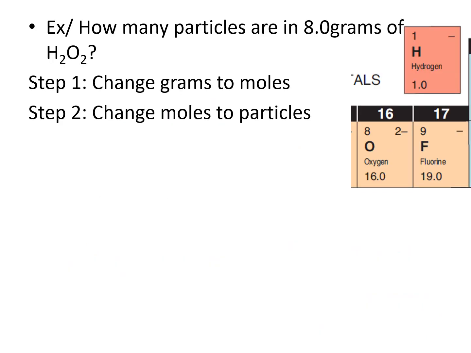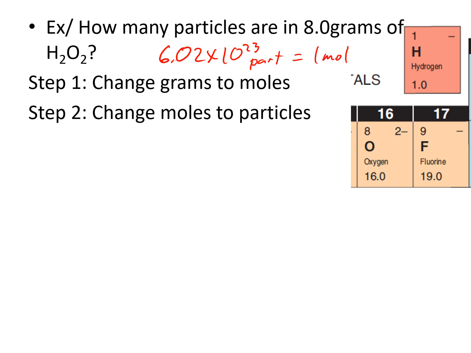Okay, if you think you know how to do this one, you can put on pause and then check with me. But we're going to be doing this one, and this one's a little bit different. It says how many particles are in 8 grams of H2O2, or hydrogen peroxide. So if we remember Avogadro's number, it says that there's 6.02 times 10 to the 23 particles in 1 mole.